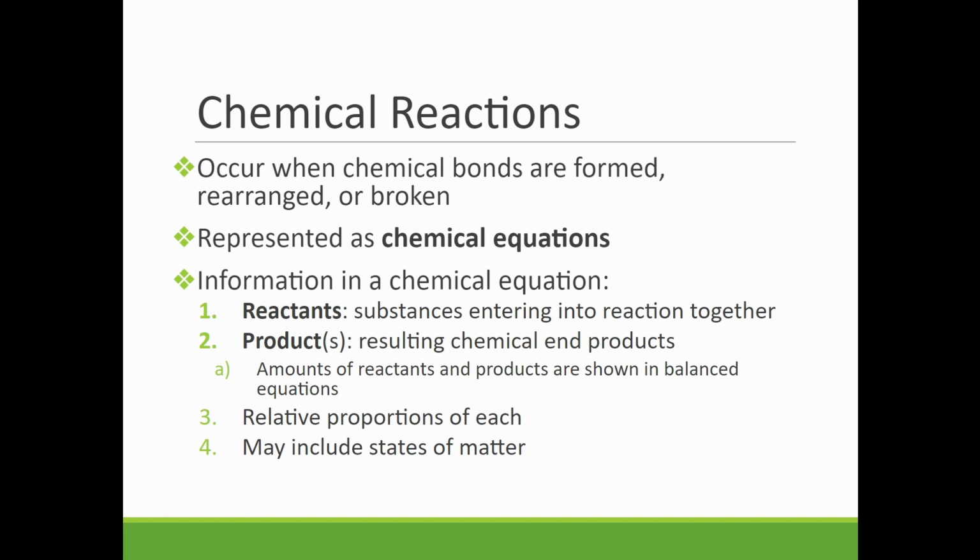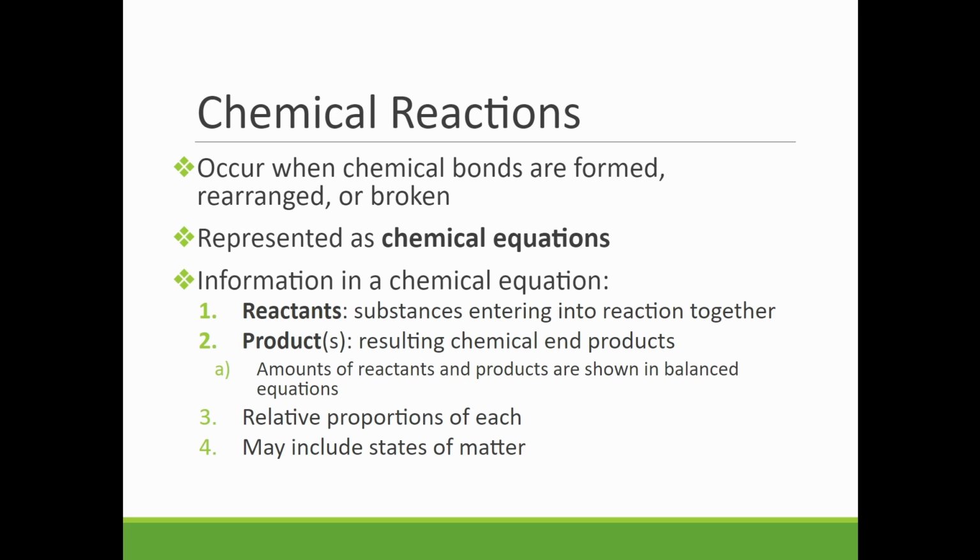And one of our last topics we'll look at for this part of Module 2 is chemical reactions. Chemical reactions occur when chemical bonds are formed, rearranged, or broken. Chemical equations represent these chemical reactions. On the left of a chemical reaction, you generally see the reactants. On the right, you see the products.